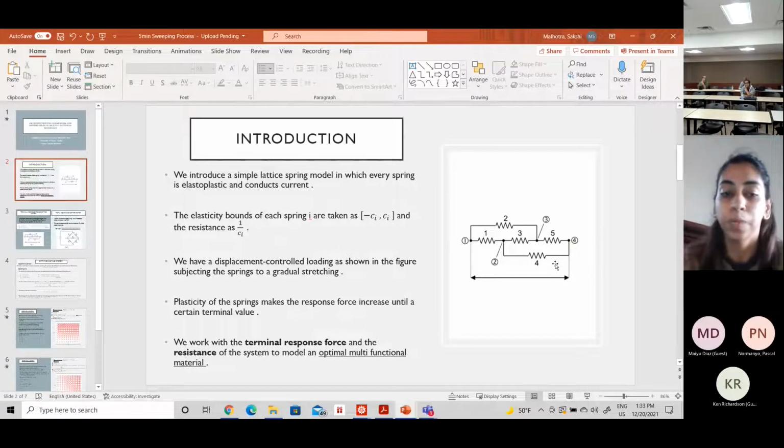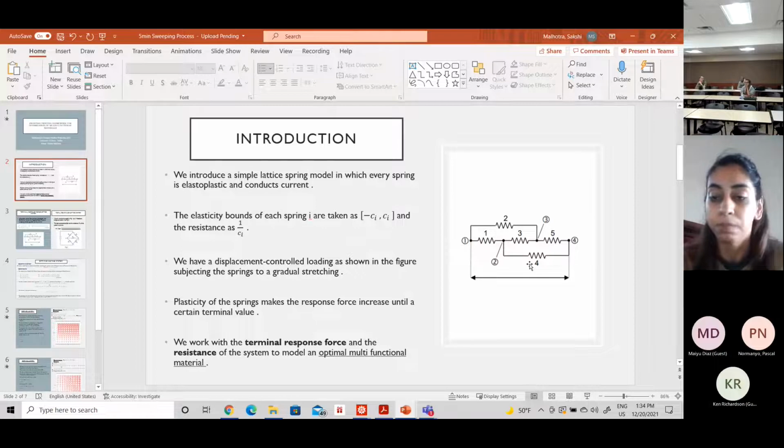So we kind of work with two functions. We're trying to find an optimal material in terms of the terminal response force and the resistance of the material. So we work with two factors. We have the terminal response force that we calculate for this system, and we calculate the resistance of the system to find an optimal multifunctional material.